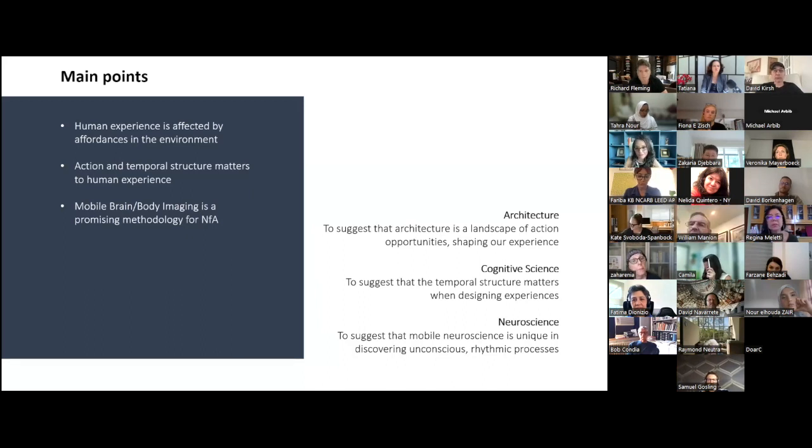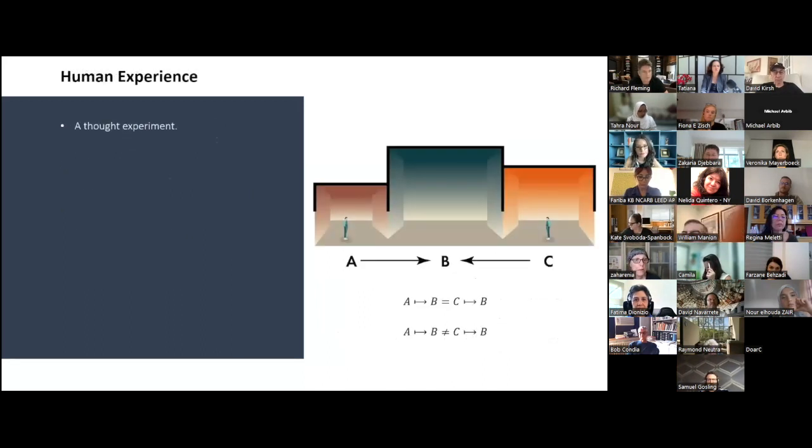So of course, for me, it's natural. We start off with an experiment. So of course, it's a thought experiment. I want you to imagine that we have to assess the experience of space B, right? And we can approach it from space A, going into space B. And afterwards, we're going to look at the same space, but this time coming from space C into space B. These are 3 distinct spaces, right?